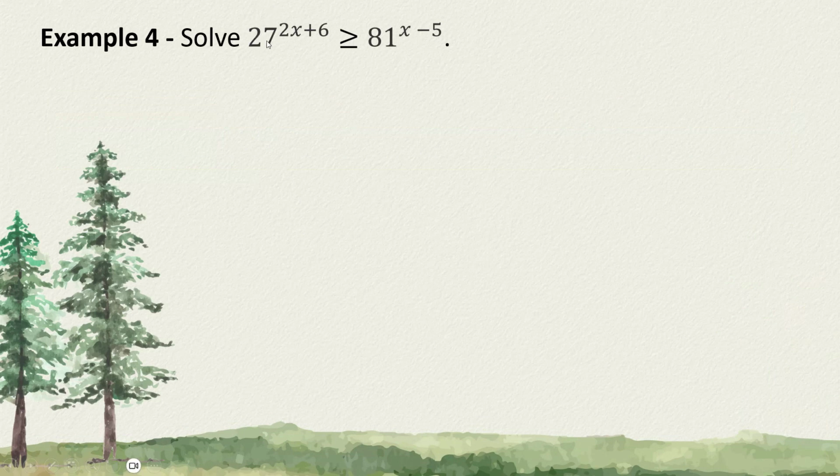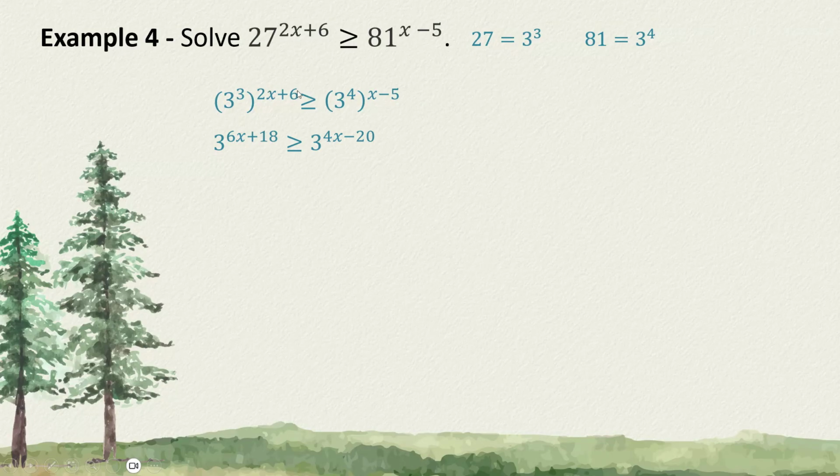So 27 and 81 are both powers of 3. 27 equals 3 cubed, 81 equals 3 to the 4th. So replacing 27 with 3 cubed and replacing 81 with 3 to the 4th gives us this expression. When you take a power to a power, you multiply the exponent. So I'm distributing the 3 on the left, distributing the 4 on the right. Now our bases are the same, so we can focus on the exponents.